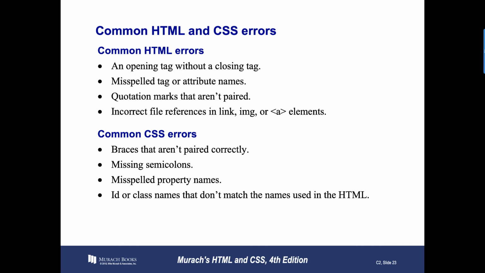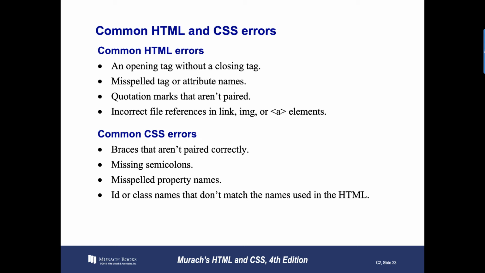So common HTML coding errors. You have an opening tag without a closing tag. You have a misspelled tag or attribute name. You have quotation marks that aren't paired. Maybe you started a quotation mark and you never put a second one. Incorrect file references in link, image, or anchor elements.